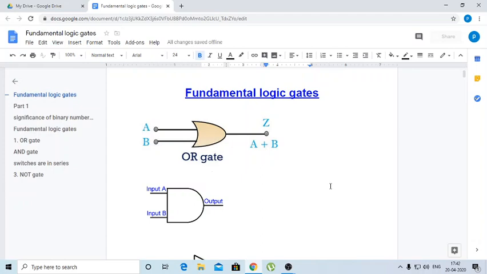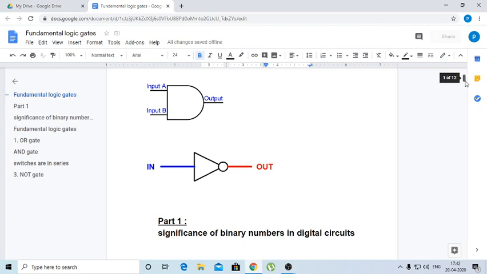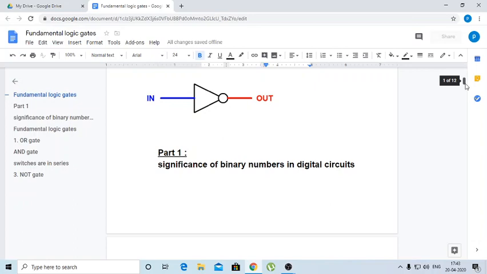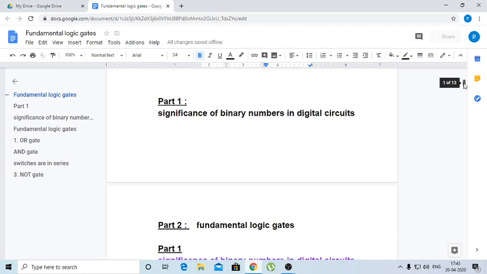In this video we are going to discuss fundamental logic gates. Logic gates are basic simple circuits that we can see in digital electronic equipment like computers, mobiles, etc. Now we can divide this class into two parts. So we discuss two points in this class. In the first part, we discuss the significance of binary numbers, and in the second part, fundamental logic gates.